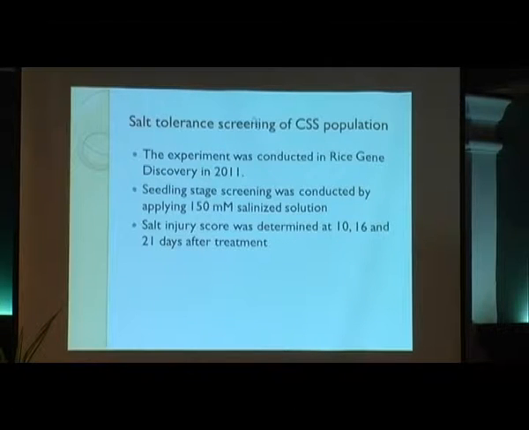So to compare the results, we also did salinity tolerance screening. We used the same population, and we did the screening at Rice Gene Discovery in 2011. But at this moment, we have a good screening capacity only at the seedling stage. So the plants were screened by applying 150 millimolar saline solution, and then the materials were scored with a salt injury score at 10, 16, and 21 days after treatment.